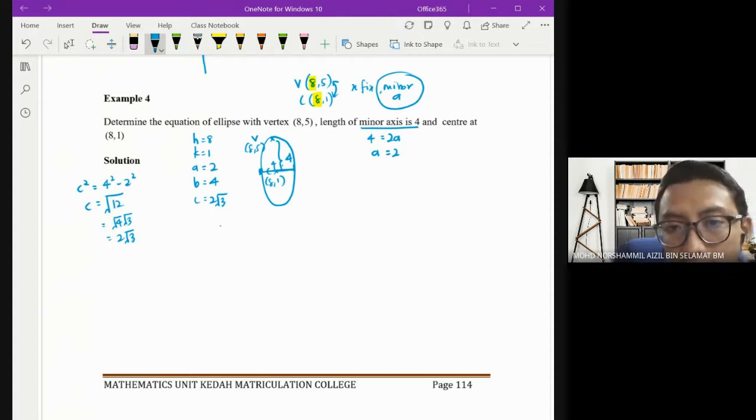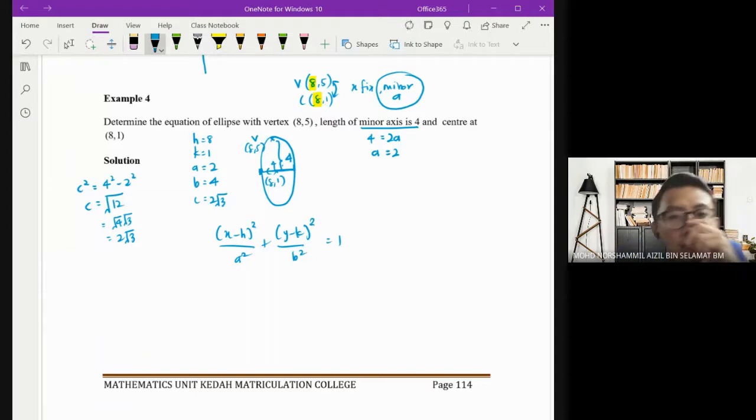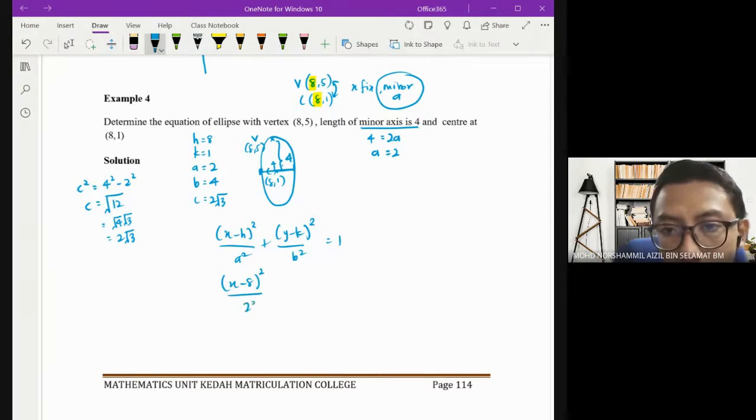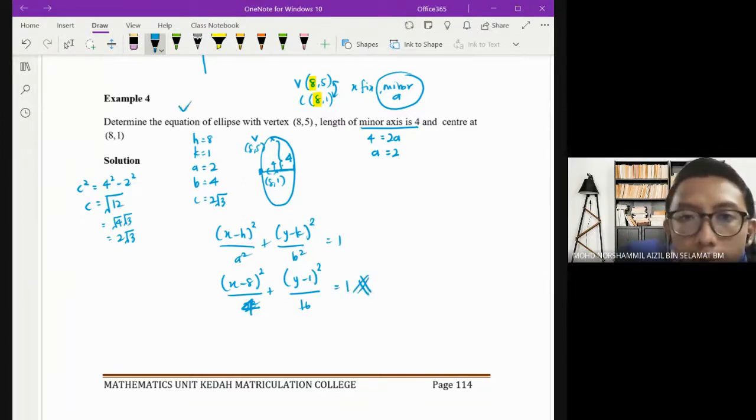Tapi dalam equation, we want x minus h altogether square divided by a square plus y minus k altogether square divided by b square equals to 1. So for equation, we just need h, k and a, b only. So since we do have the 4 values, therefore simply substitute x minus 8 square divided by a square is 2 square plus y minus 1 altogether square divided by b square is 16. So this one is 4. 4 equals to 1. So we answer the question already.